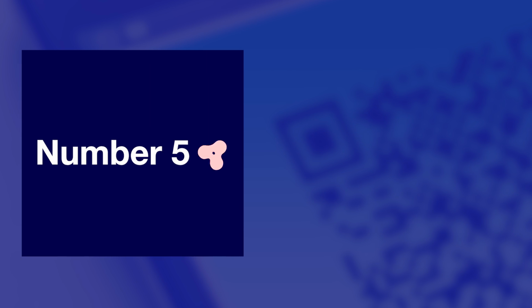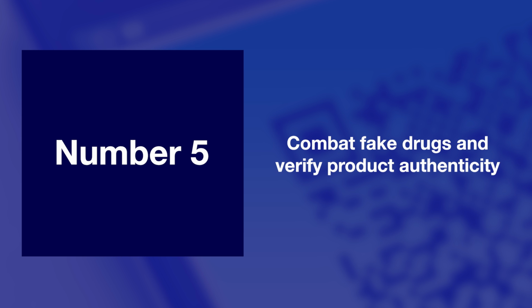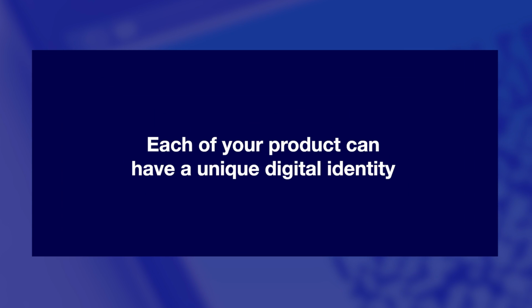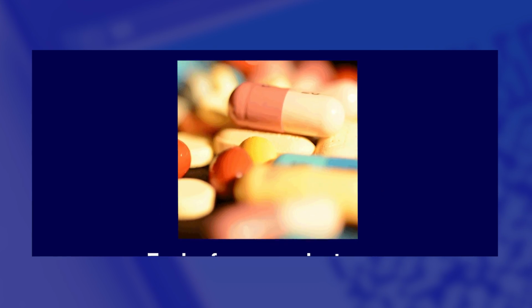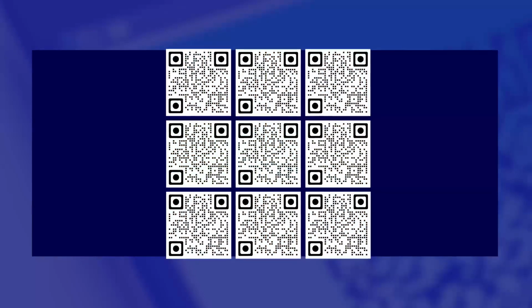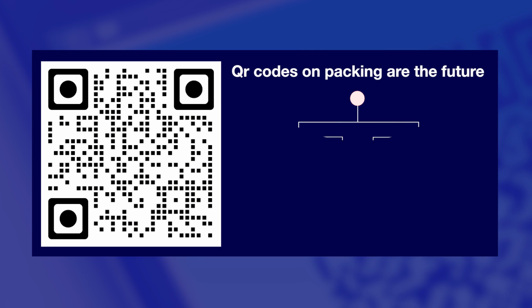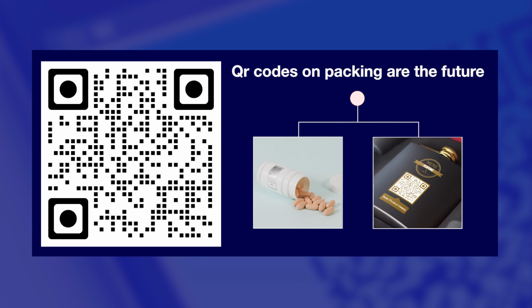Number 5. Combat fake drugs and verify product authenticity. Each of your product can have a unique digital identity. Even if you have millions of items, you can create QR code in bulk and save time and effort. QR codes on packaging are the future. Create a digital dimension to your product packaging today.